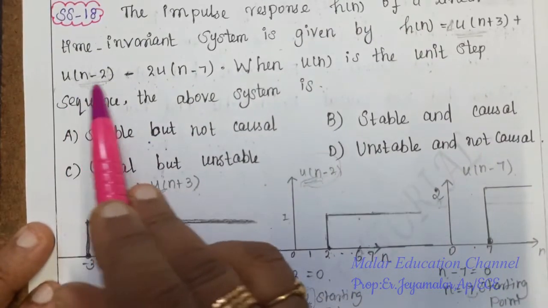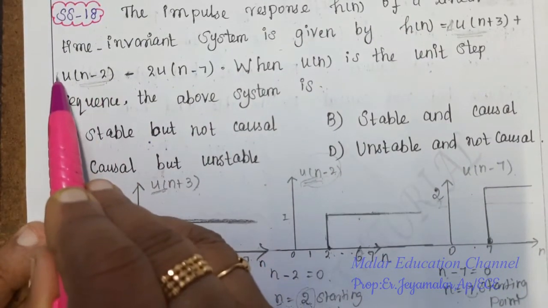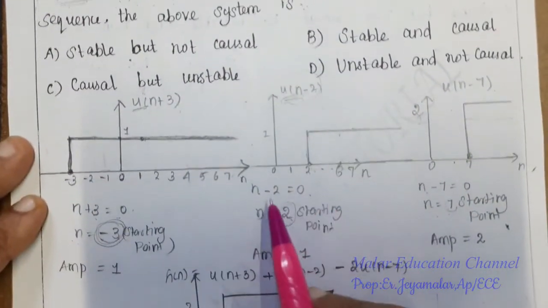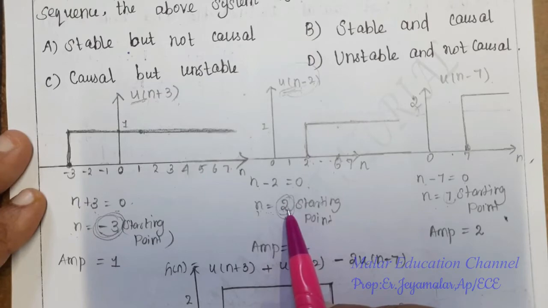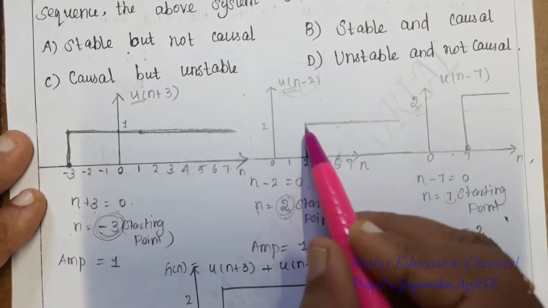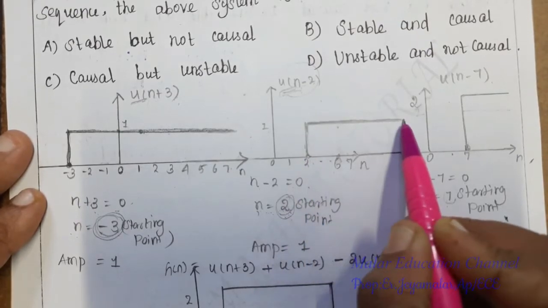Next, the second function is u of n minus 2. Here the amplitude is 1. n minus 2 equal to 0, then n equal to 2. That 2 is the starting point of the given function. Start from here, the amplitude is 1, likewise going on.